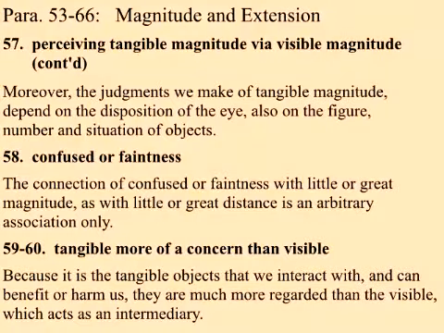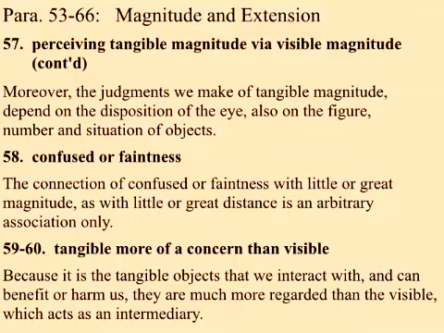And then adding that the judgments that we make of tangible magnitude via the visible magnitude also depend on the disposition of the eye, also on the figure, the number, and the situation of the objects, which in terms of number and situation he deals with later. And in 58, the connection of confused or faintness, which I have called contrast, with little or great magnitude, as with little or great distance, is an arbitrary association. Okay, it's not a necessary connection between confused faintness and little or great magnitude.